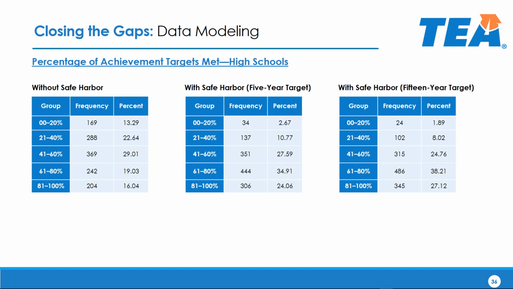And then here's how high schools performed. So without safe harbor, a little bit over 16% met between 81 and 100% of their achievement targets. With safe harbor using the 5-year target, that number increases to just over 24%. And then with the 15-year target, it increases to 27.12%.